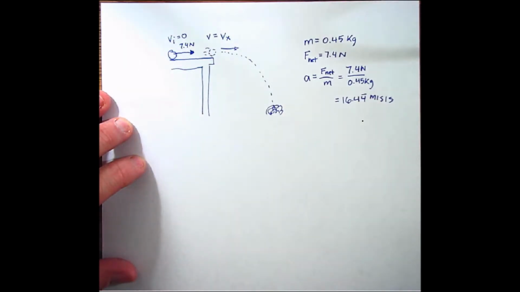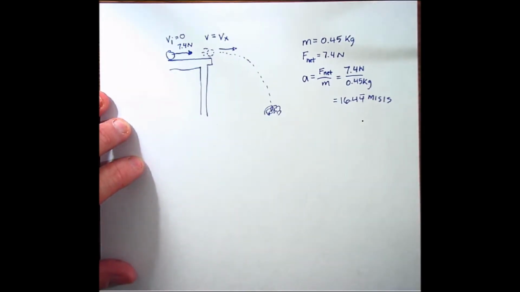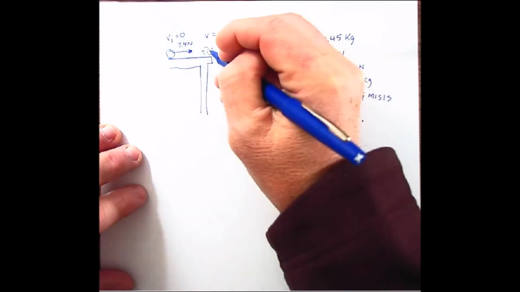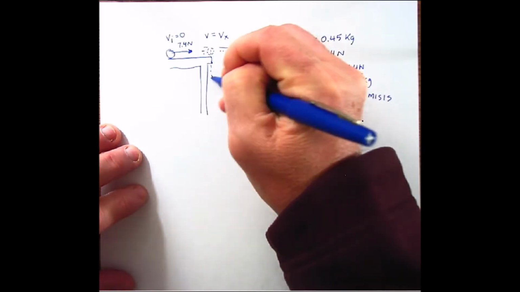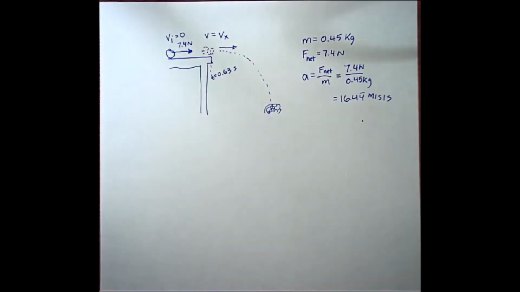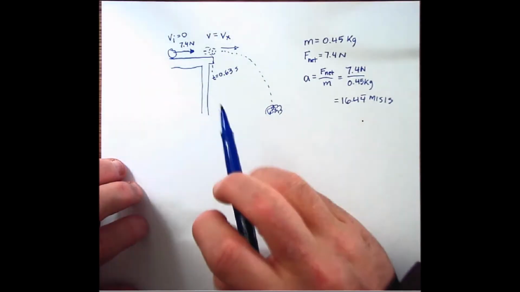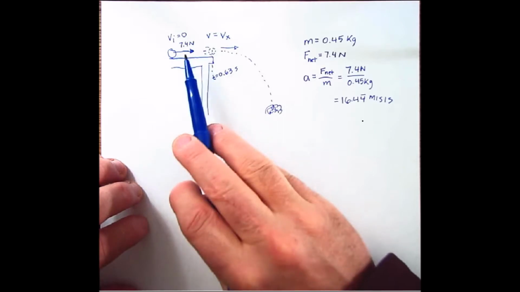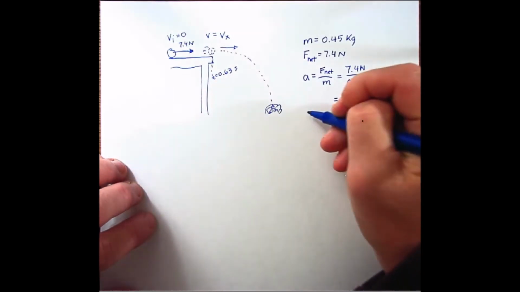So if the ball has that acceleration while it's being pushed on the table, I can calculate what the final speed will be. The problem tells me that that force is applied for a time of 0.63 seconds. Now what's really important here to recognize is that this time is the time that the force lasts for. This is all part of the force problem.